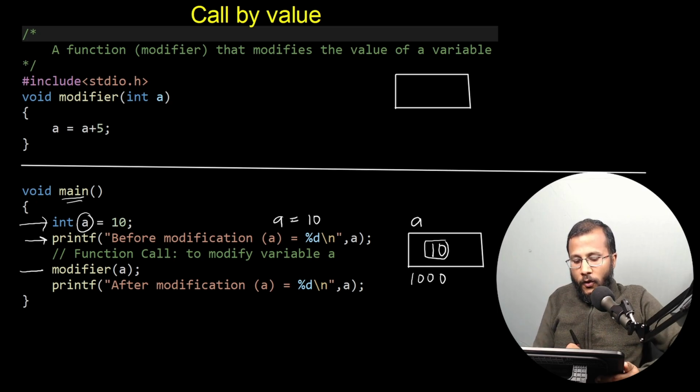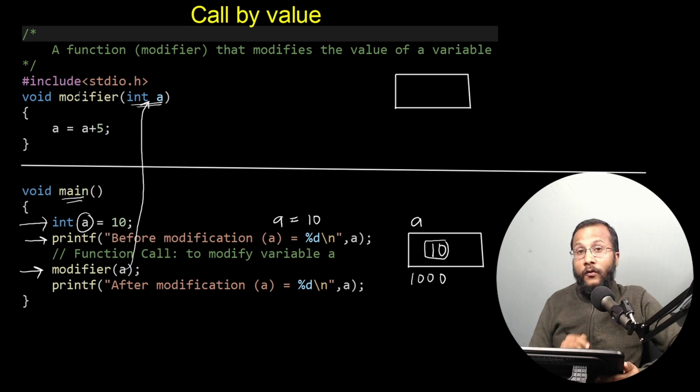Now it will make a call to this modifier function, right? And then it is passing the value a. So it will pass this a to this variable a in the modifier function. Now the modifier function will have its own memory wherein it will be storing its own variable. Now this variable a is local to this modifier function, so it will be stored in the memory area of the modifier function. So now this memory is called a. Okay, and let's say the starting address of this is 2000.